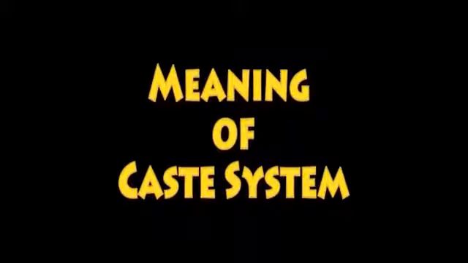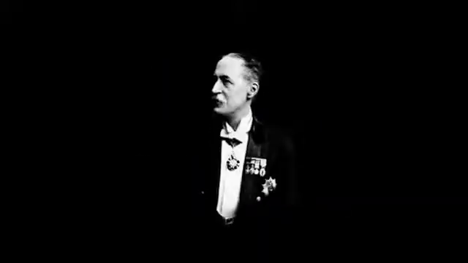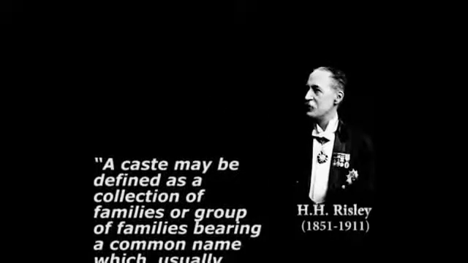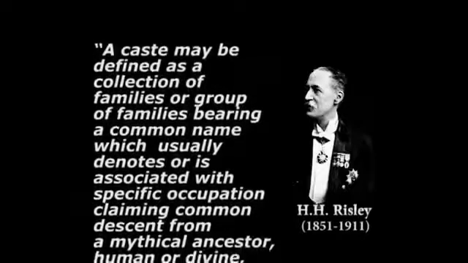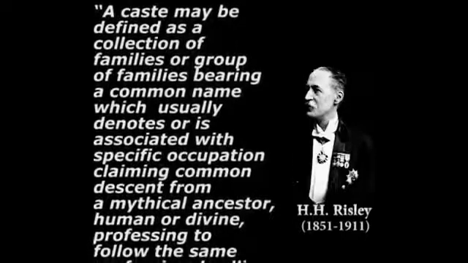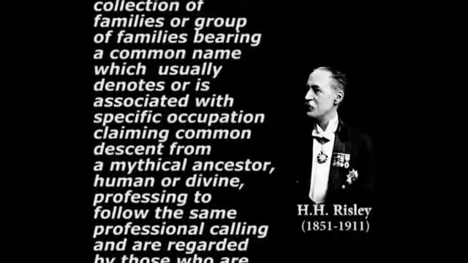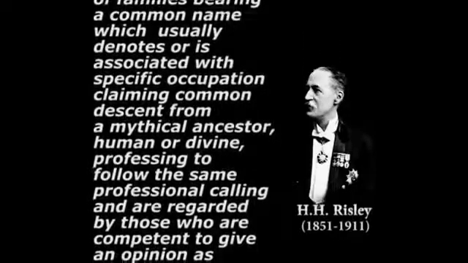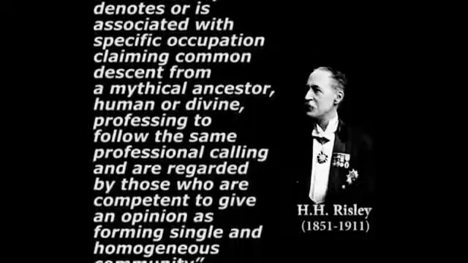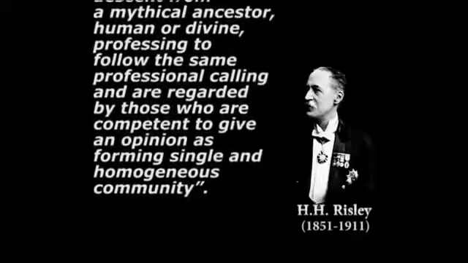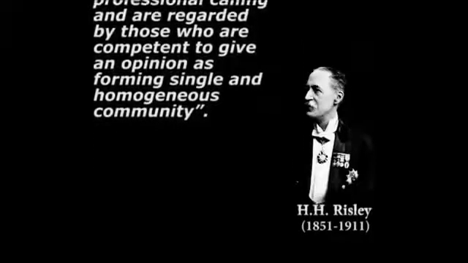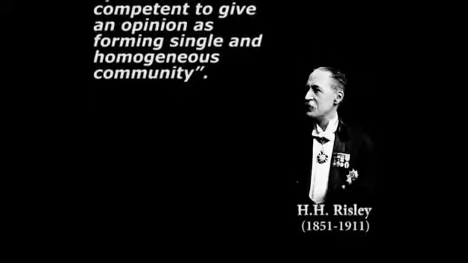Meaning of caste system. According to Risley, a caste may be defined as a collection of families or groups of families bearing a common name which usually denotes or is associated with a specific occupation, claiming common descent from a mythical ancestor, human or divine, professing to follow the same professional calling and are regarded by those who are competent to give an opinion as forming a single and homogeneous community.